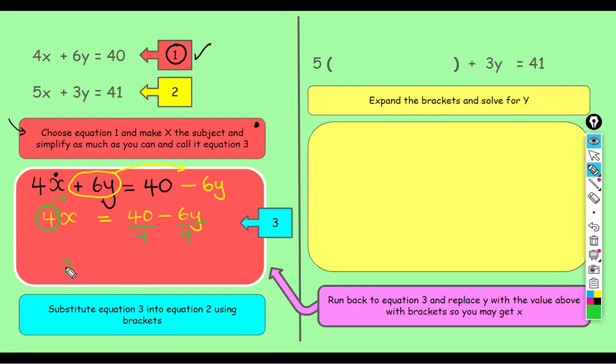Now we're almost done with equation 3. Look at it. X alone is on this side now because we threw across 4. Let's simplify it now. How much is 40 divided by 4? 10. And I want everyone to use decimals. How much is 6 divided by 4?